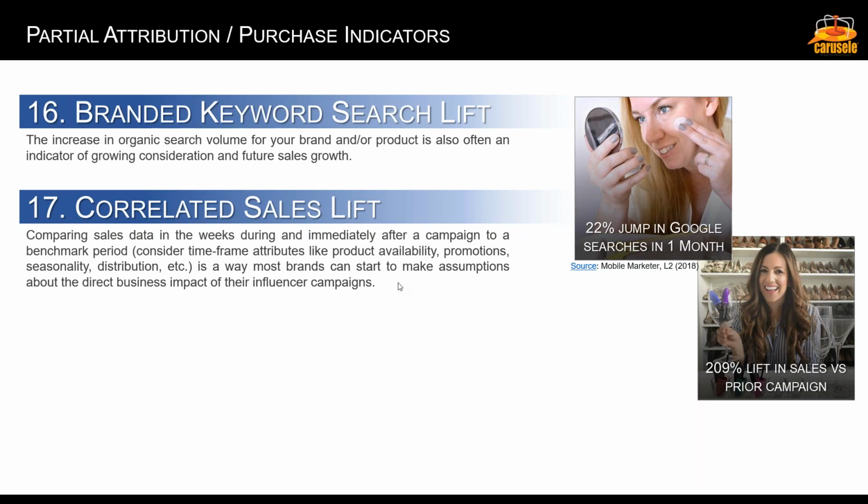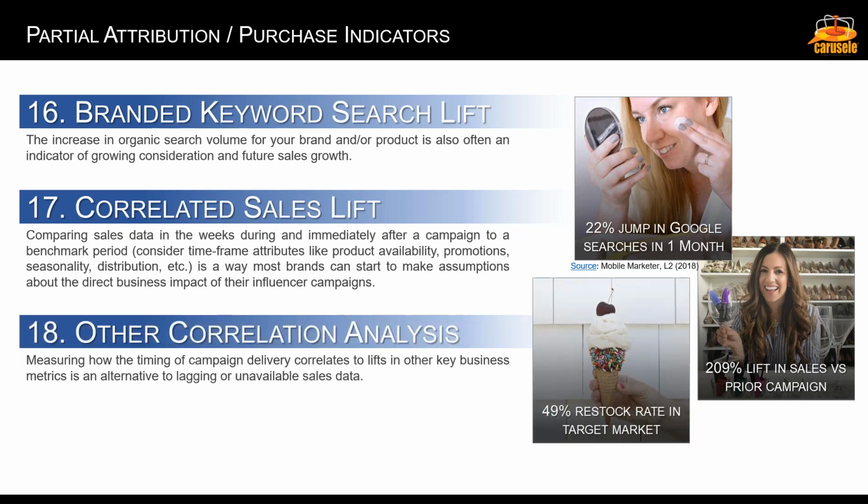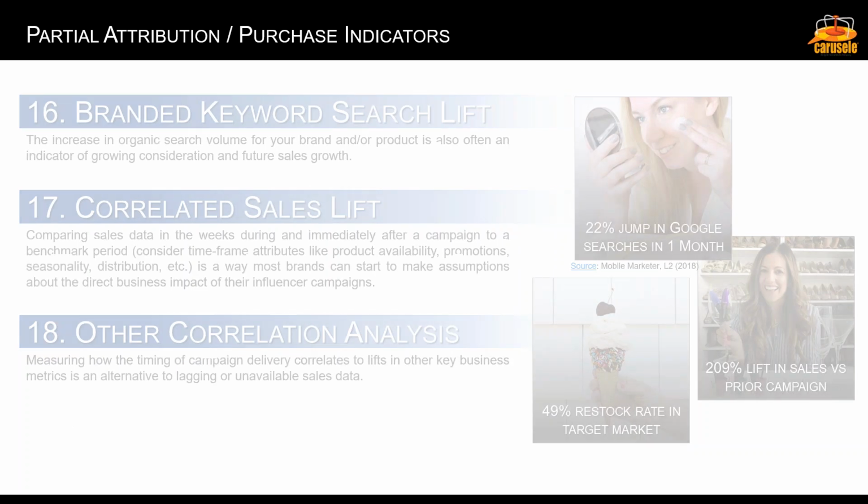So another way to measure, if you have some friends who are good with data and R-squared and things like that, is other correlation analysis. This is a program we did for Haagen-Dazs. We were able to see a 49% restock rate for the ice cream in the markets we were targeting. So what key business metric, if you can't get sales, can you get, and can you move it in time with your program? And as your programs turn on and turn off, does the correlation stay strong? If so, it's a fairly meaningful indicator that you are in fact moving a business objective with your influencer marketing programs, which is the ultimate goal.